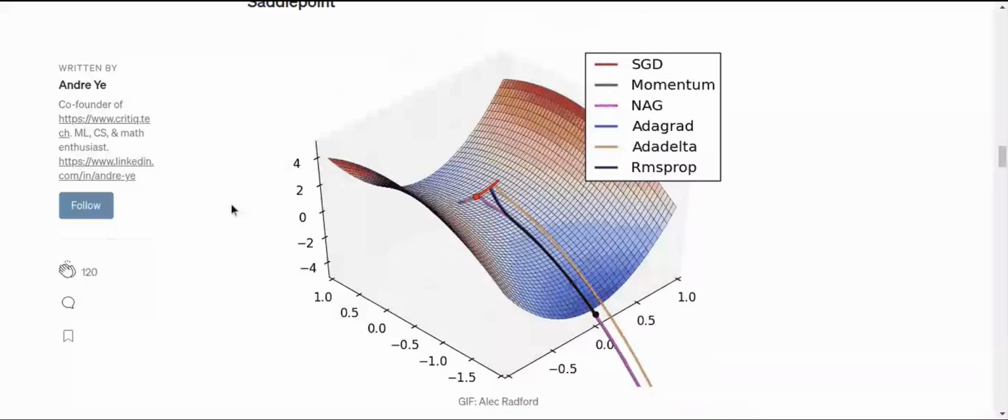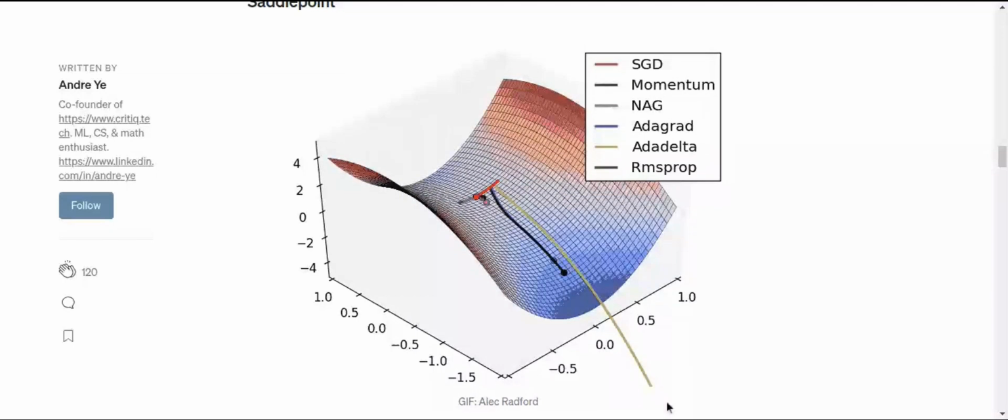So from this picture you can see that this is a 3D plane, and this is non-convex. Now it is visible. You can see that this point is called the saddle point, and the local minima is in this direction. The SGD is in red, and SGD is stuck at the saddle point, and it will not come outside the saddle point to reach the minima.